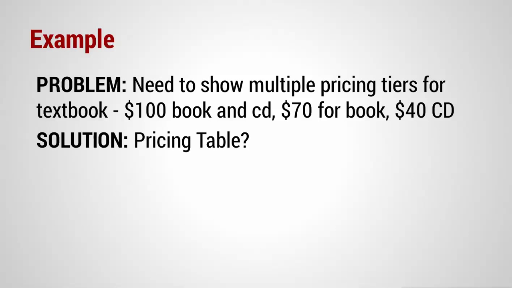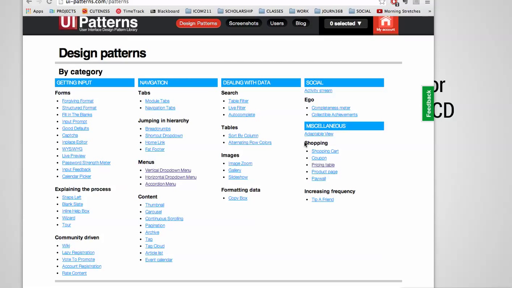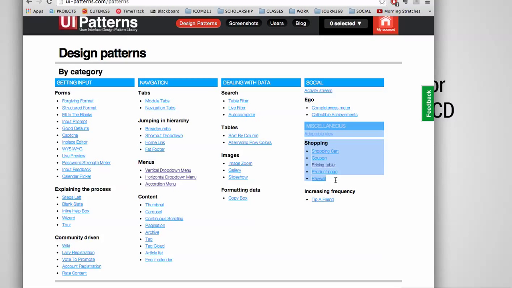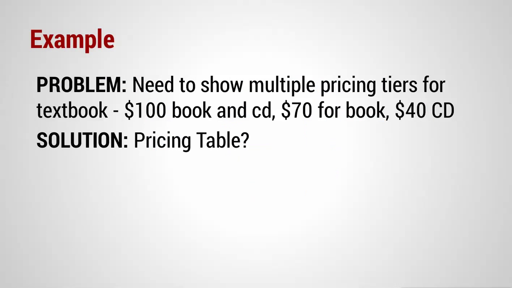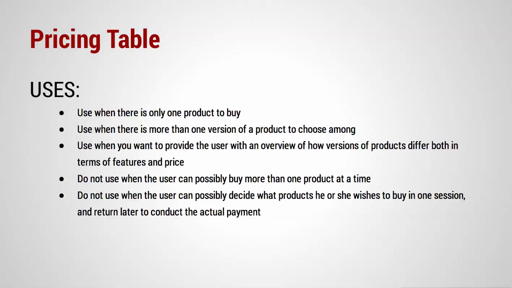Well, I looked through the pattern library and I looked over in the shopping section because I am selling a textbook and I thought pricing table looked kind of promising. So I looked up the uses for a pricing table and I went through and I checked it against my problem and my data that I'm trying to share. So this should be used when there's only one product. Yes, that's true. I really only have one product. It's the textbook. You can get a book version or a CD version or both. Is there more than one version of the product to choose among? Yes, I have 3 versions.